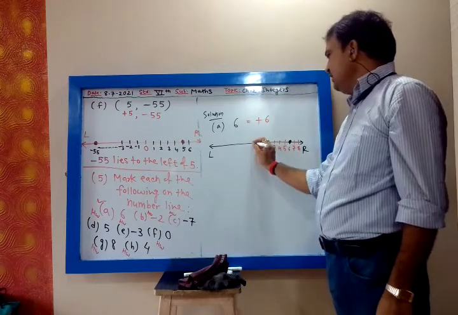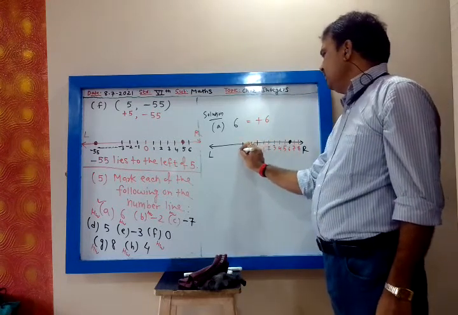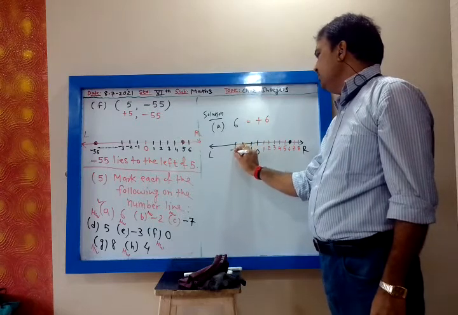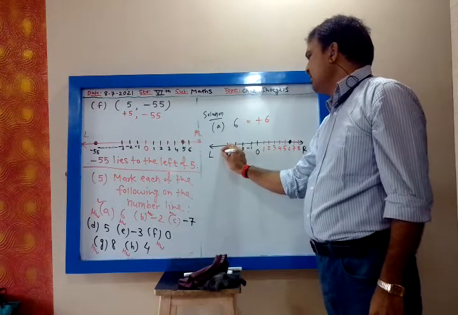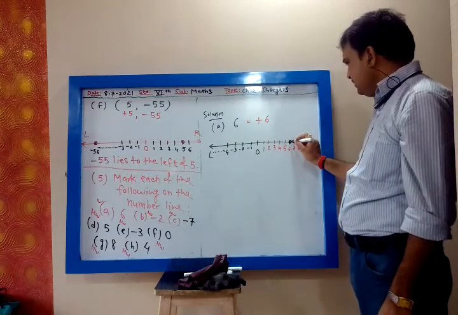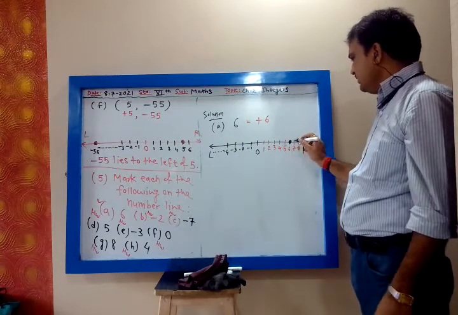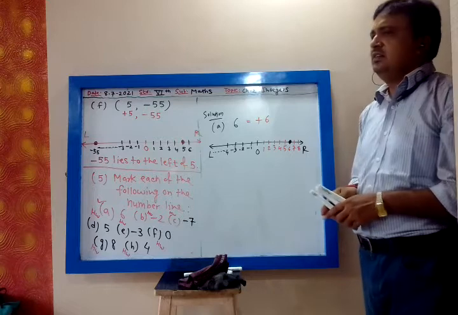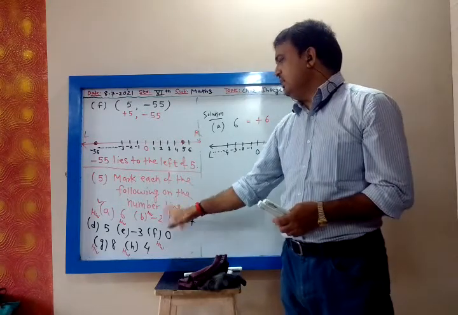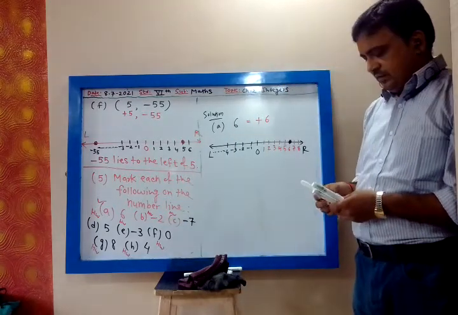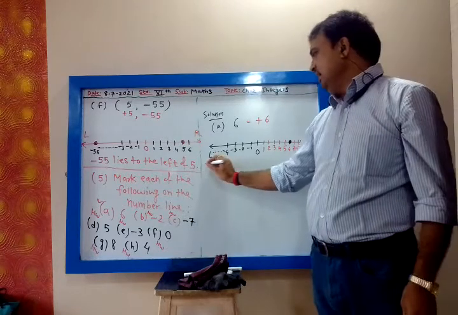Yes, it's okay, on this side you can also write -1. We are marking the number 6 on the number line, that's all. Just make one bigger dot over 6. That is your number 6. You have to mark these numbers on the number line, that's all.